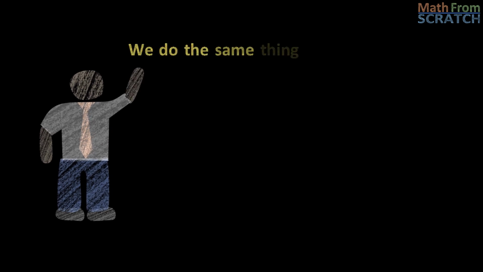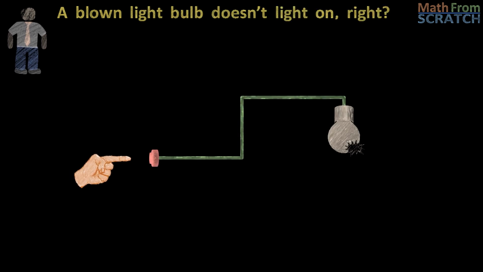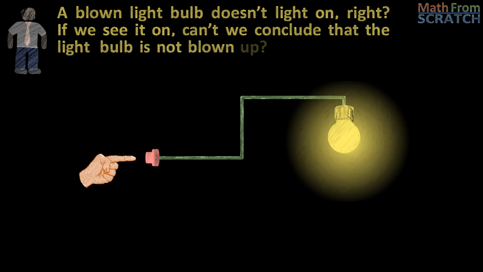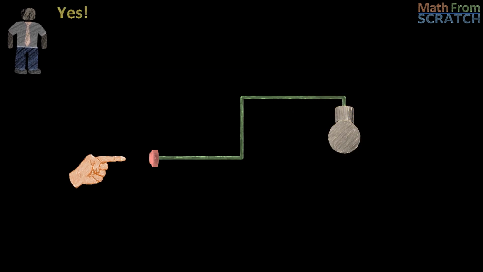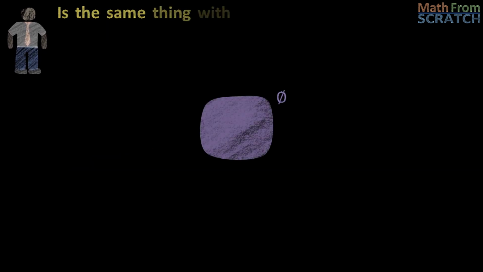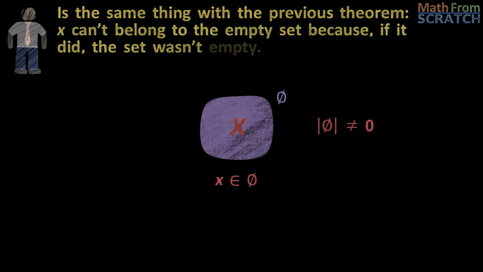We do the same thing on a daily basis. A blown light bulb doesn't light on, right? If we see it on, can't we conclude that the light bulb is not blown up? Yes. Because if it was, it didn't light on in the first place. It's the same thing with the previous theorem. X can't belong to the empty set because, if it did, the set wasn't empty.